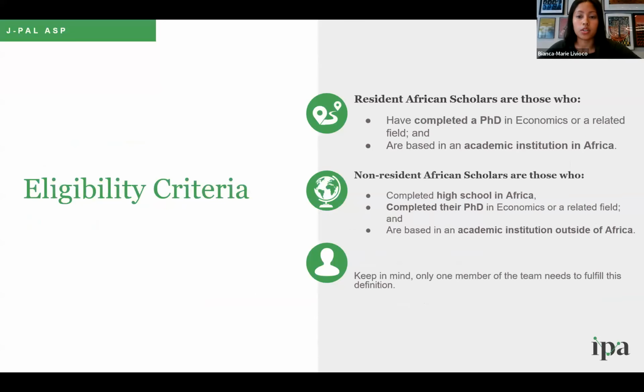So in terms of eligibility to be an African scholar, J-PAL funds these 2 categories here. For African scholars, you have to have completed a PhD in economics and be based at an academic institution in Africa. So if you have these 2 characteristics, you can apply under this category here.